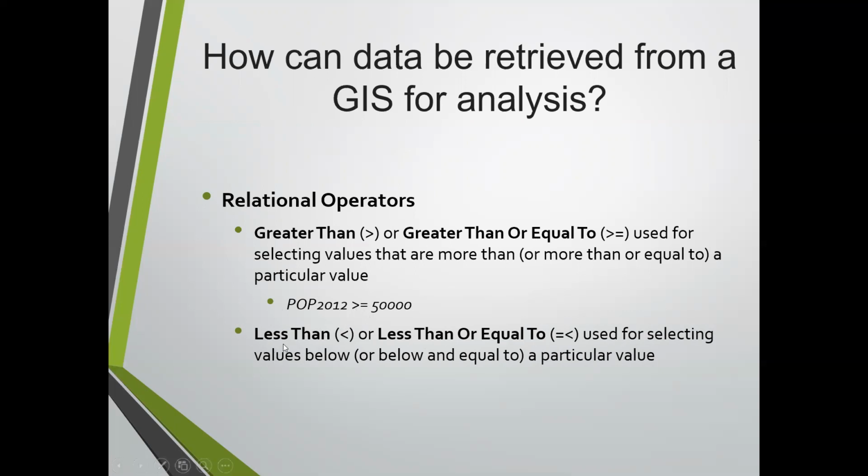Or then, of course, you can use the less than or equal to. And again, that goes the other direction. So lot area that is equal to or less than 43,560. So I'm basically saying find an acre.